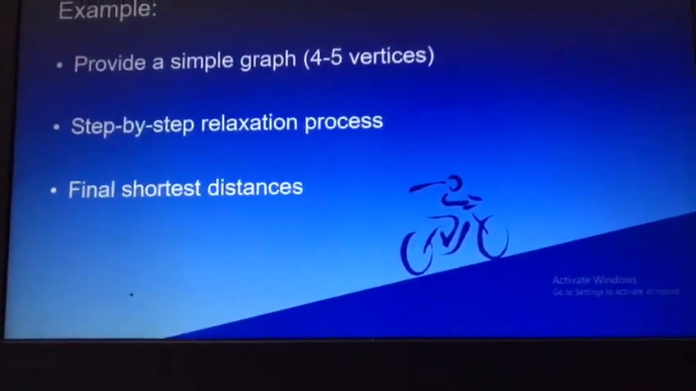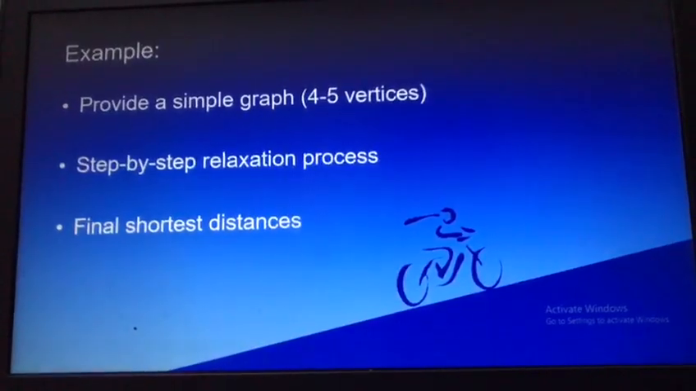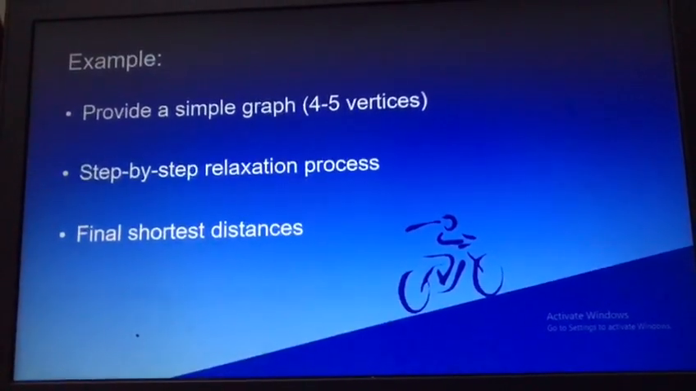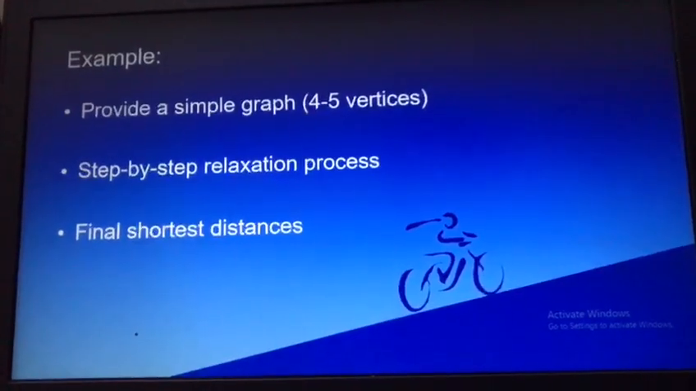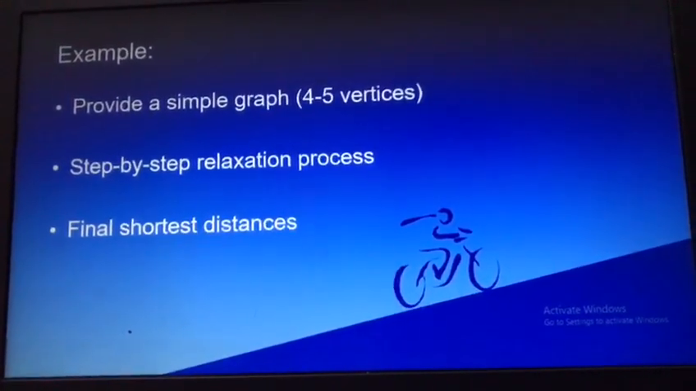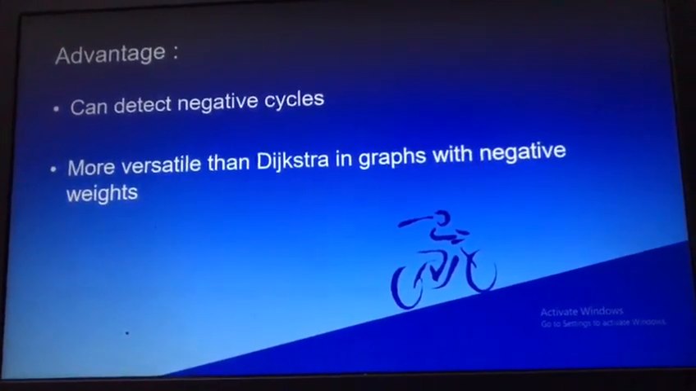Here are the key examples of Bellman-Ford. The first one provides a simple graph with 5 vertices and a step-by-step relaxation process according to the formula V minus 1, and we find the final shortest distances according to the graph. And here we have the advantages.